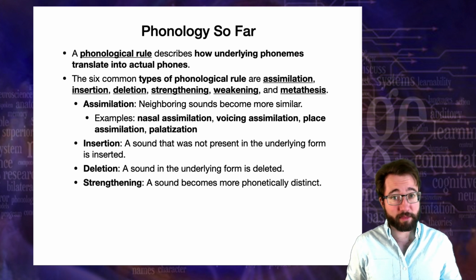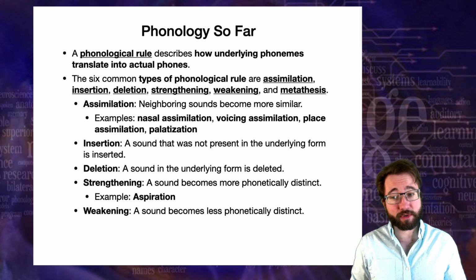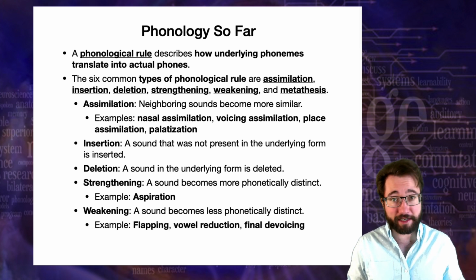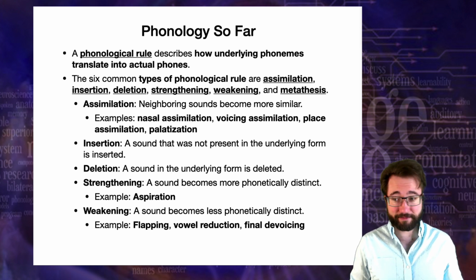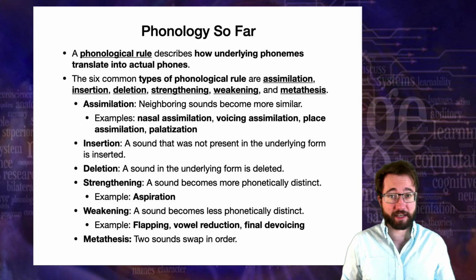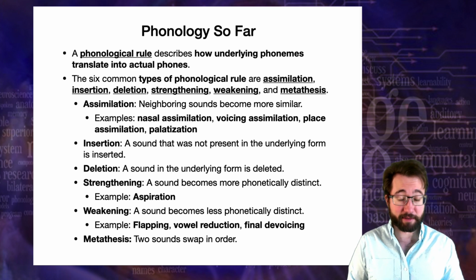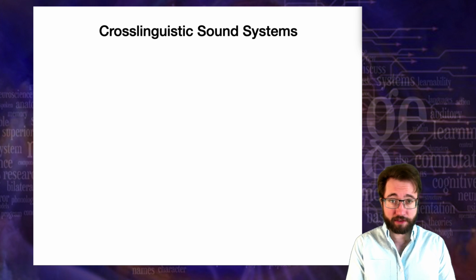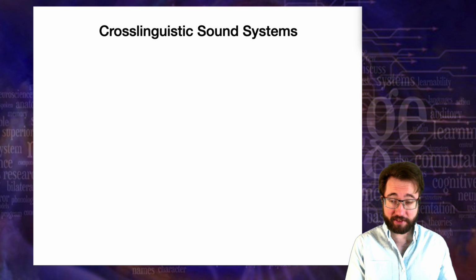Strengthening is when a sound becomes more phonetically distinct, also called fortition, like aspiration. And weakening is when a sound becomes less phonetically distinct, which is also called lenition. Flapping, vowel reduction, final devoicing, etc. These are all examples of weakening. And metathesis, the last common kind of rule, that's when the order of two sounds is flipped. So those were the common kinds of recurring rules that you see across languages.